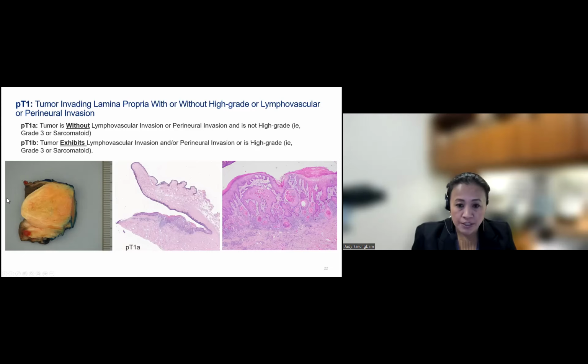This is a gross specimen of a partial penectomy. We have the glans, the urethra, and the foreskin, and the tumor can be seen here in the glans mucosa. This forms a white lesion. And this is the corresponding representation of the same area. We can see this invasive tumor involving the lamina propria without involving the corpus spongiosum. This is the foreskin. And a high power view of the lamina propria invasive squamous cell carcinoma.